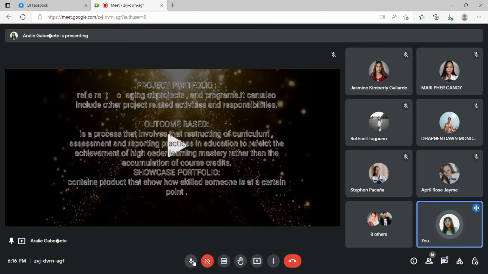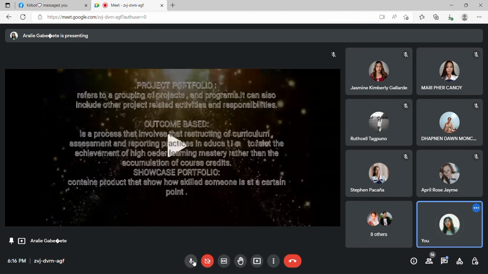Project portfolio is not the correct answer because it refers to a grouping of projects and programs. It can also include other project related activities and responsibilities. A portfolio can be a physical collection of students' work that includes materials such as written assignments, journal entries, completed tests, artwork, lab reports, physical projects, and other material evidence of learning progress and academic accomplishments.